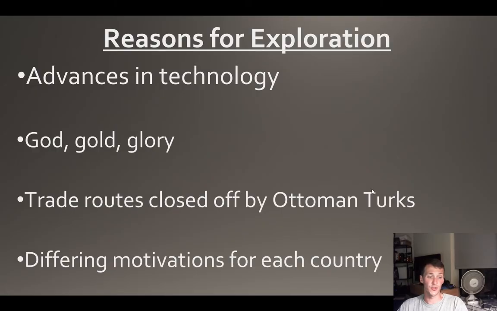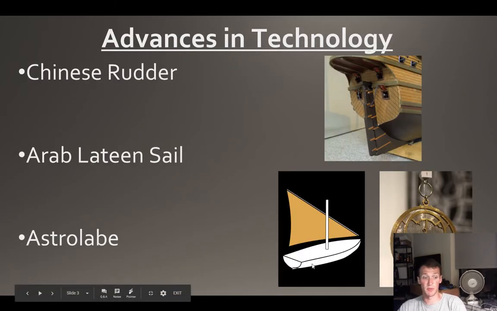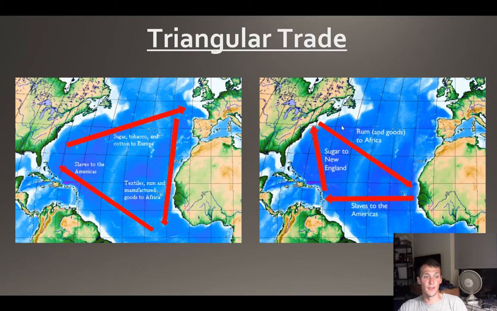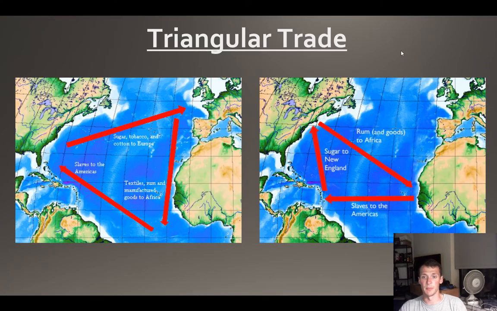So anyway, the trade routes were cut off, so they need to find different ways. So that's why they're exploring around Africa and then ultimately west, saying that they can get to the Indies going west, right? But there are going to be differing motivations for the countries, right? So we talked about the technologies, Portugal's explorations, and then once we get the discovery by Columbus, we're going to get this triangular trade that ultimately pops up, right?